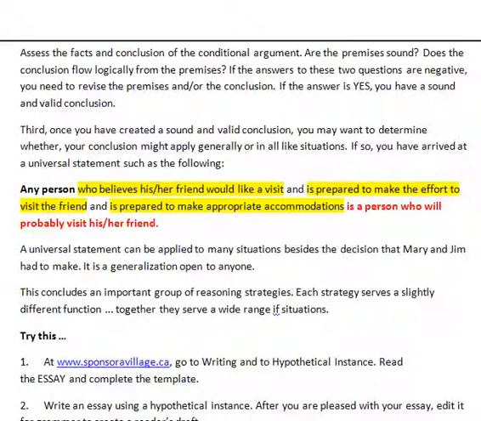This concludes an important group of reasoning strategies. Each strategy serves a slightly different function. Together, they serve a wide range of situations.